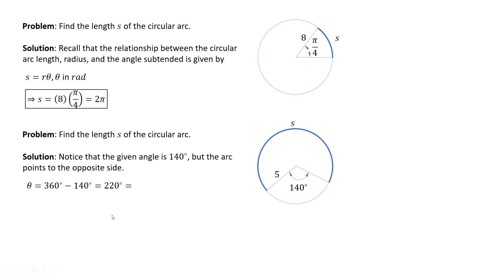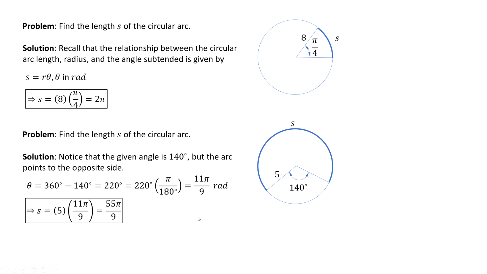Is the arc length 5 times 220? If you said yes, then nope. Theta must be in radian. So be absolutely sure to convert the 220 degrees to radian. Cool. And that makes this 11 pi over 9 radian.